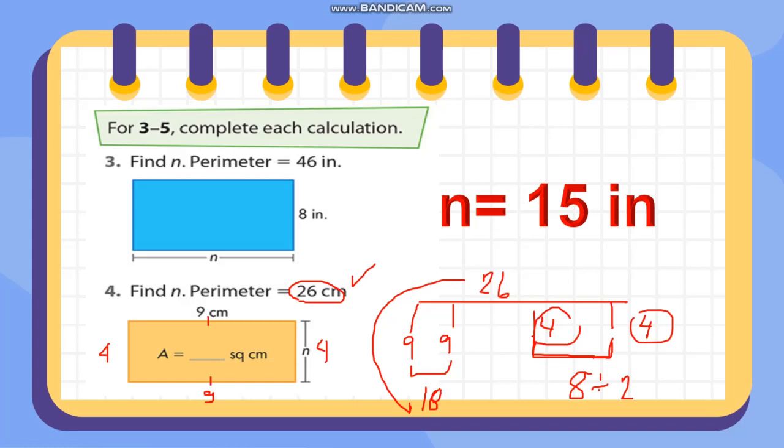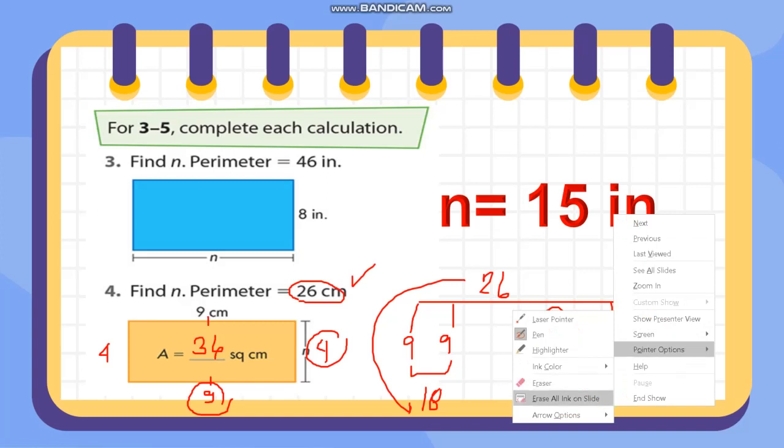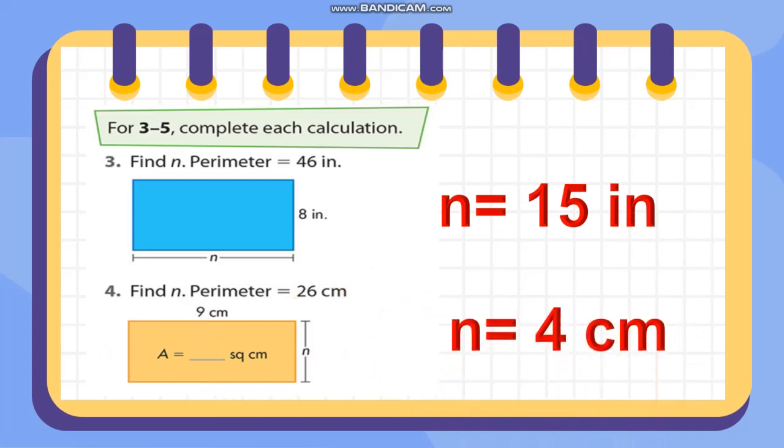So what are we going to do now? Let's find out the area. Area is 9 multiplied by 4 because length multiplied by width. So 9 multiplied by 4, that's why the area is equivalent to 36 square centimeters. Okay, so that's the answer. n is equivalent to 4 centimeters and the area is equivalent to 36 square centimeters.